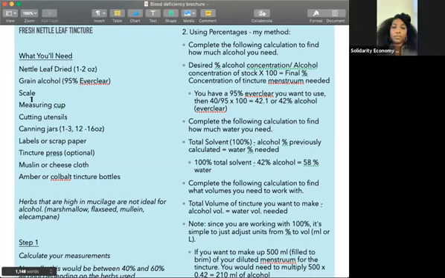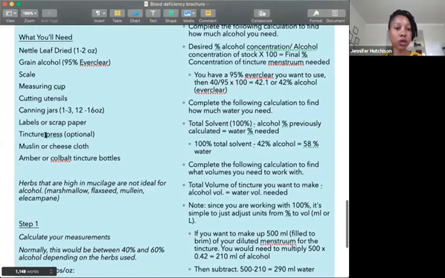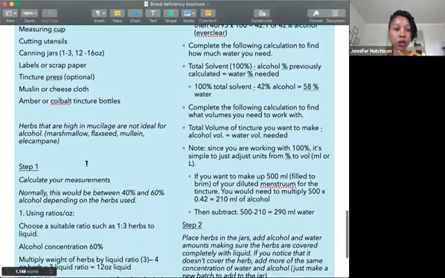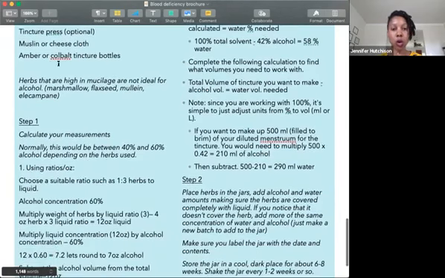A scale, measuring cups, cutting utensils, which you may or may not need, canning jars, labels or scrap paper, a tincture press. I have one, but it's really not that necessary. You can just squeeze it with your hand with some cheesecloth, and then some tincture bottles. They need to be amber or cobalt so they can last a little bit longer. You don't want exposure to light.